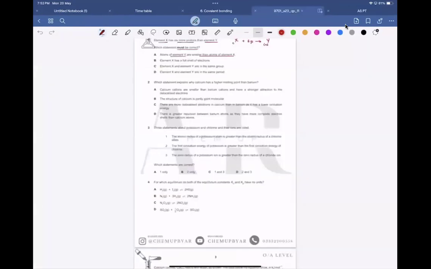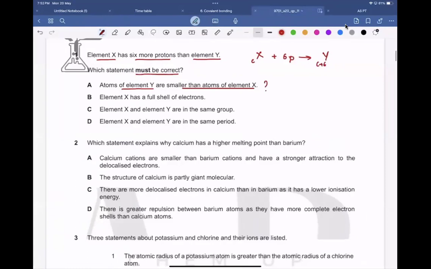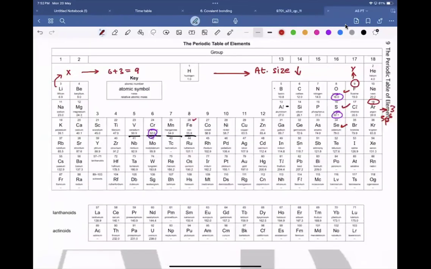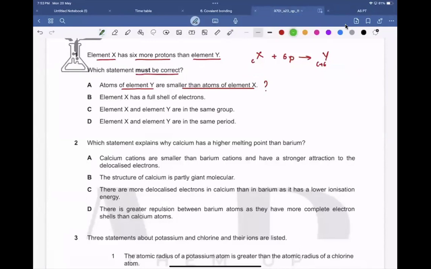So it means that this statement might be correct, but think further. For example, let's assume element X is boron, and boron has 5 protons, so 5 plus 6 makes it 11. Then sodium has 11 protons, so it becomes element Y. If we compare boron and sodium, obviously sodium has a bigger size because it has 3 shells and boron has a smaller size, which makes this statement wrong. So this statement cannot be correct every time. Is this clear?